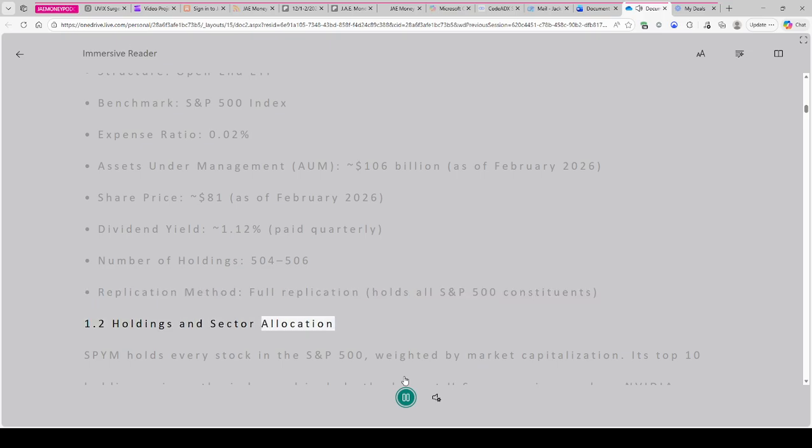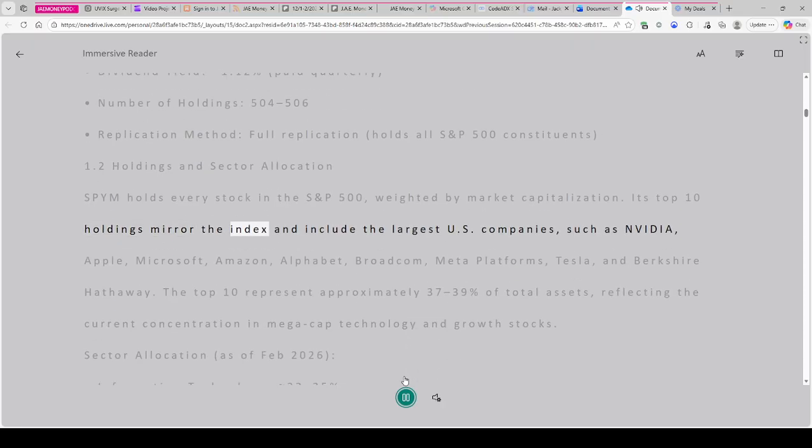1.2 Holdings and sector allocation. SPYM holds every stock in the S&P 500, weighted by market capitalization. Its top 10 holdings mirror the index and include the largest U.S. companies, such as Nvidia, Apple, Microsoft, Amazon, Alphabet, Broadcom, Meta Platforms, Tesla, and Berkshire Hathaway. The top 10 represent approximately 37 to 39% of total assets, reflecting the current concentration in megacap technology and growth stocks. Sector allocation, as of February 2026.